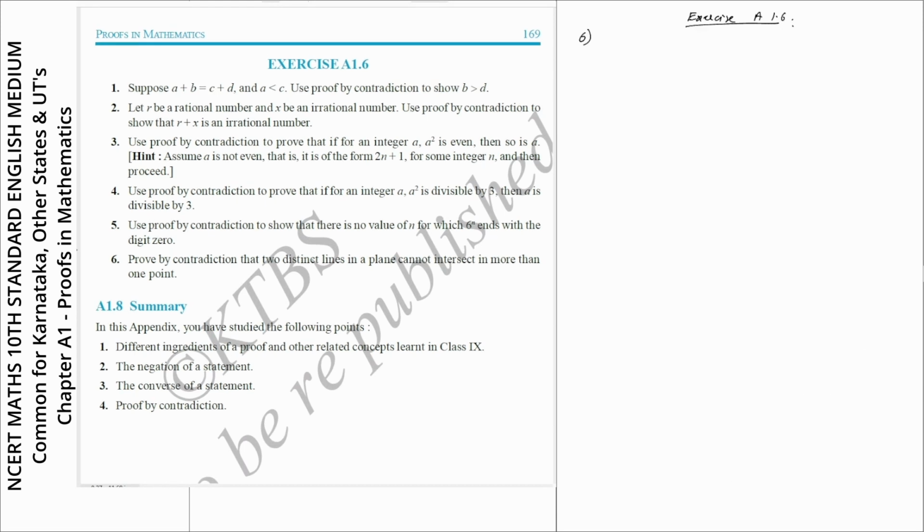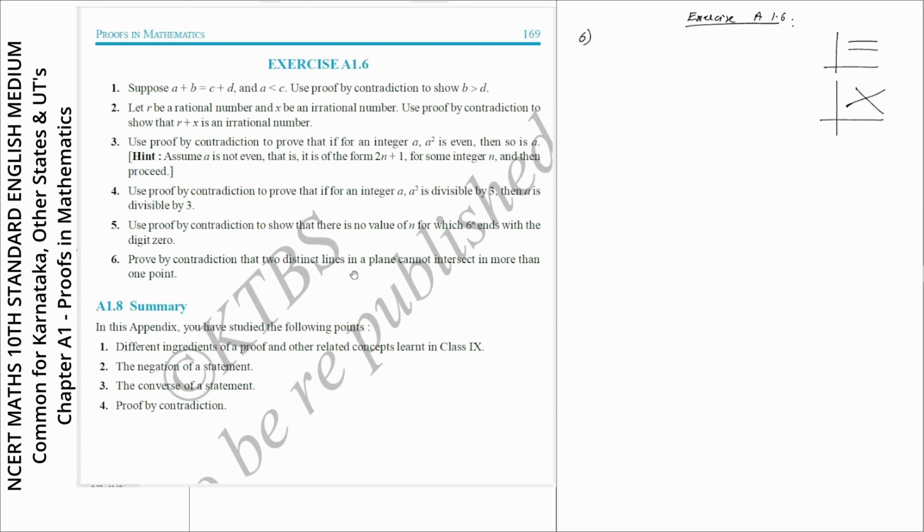Exercise A 1.6, question number 6. Prove by contradiction that two distinct lines in a plane cannot intersect in more than one point. According to the definition, distinct lines are straight lines which intersect at only one point or which are parallel. If two lines are parallel, then they are distinct lines, and if two straight lines intersect like this, they are also distinct lines.